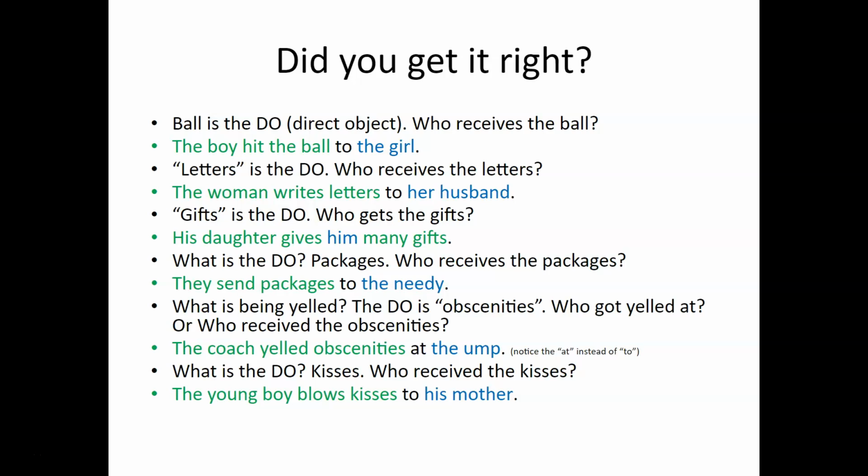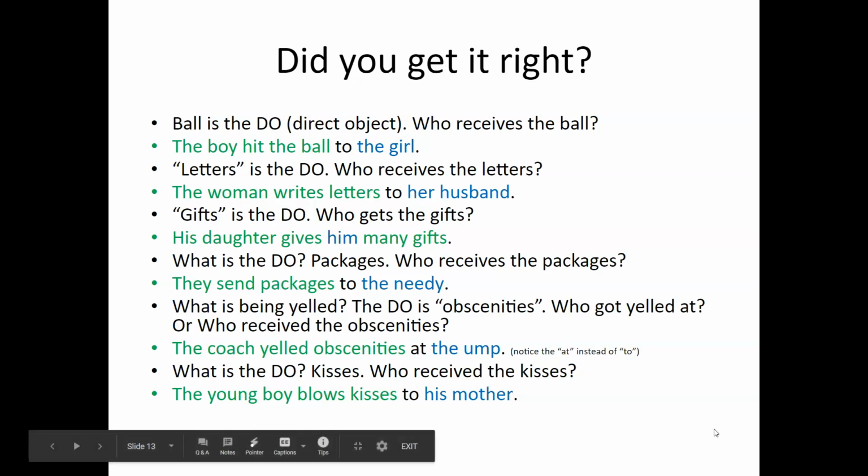Okay, so what is the direct object in this next one? What do they send? Packages. Who receives them? The needy. What is being yelled? The coach yelled obscenities at the ump. Obscenities. Who got yelled at? Or who received the obscenities? The ump. What is the direct object? The young boy blows kisses to his mother. So what is being blown? Kisses. And who received the kisses? His mother. The blue are all the indirect object.